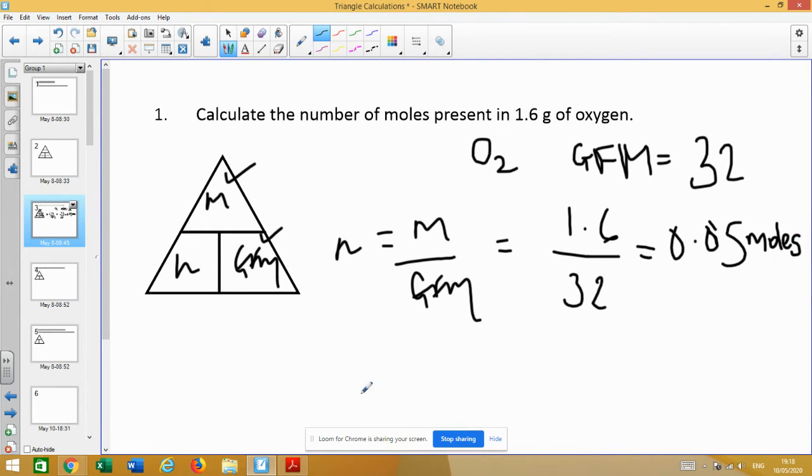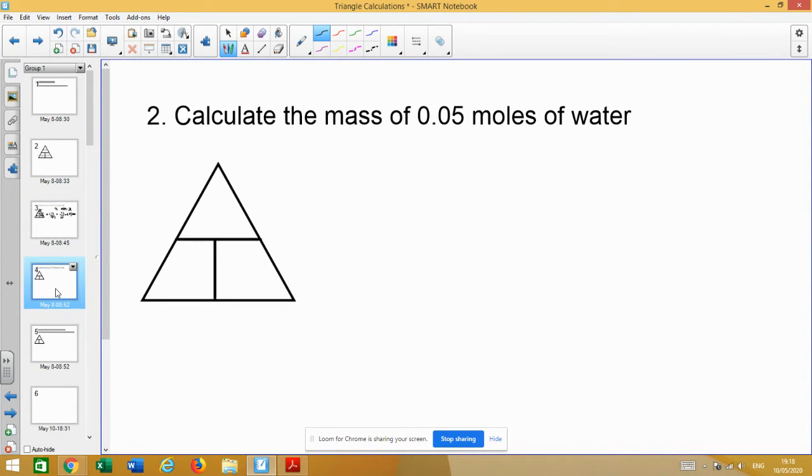So we can use this triangle to work out any of the things within the triangle. So next example would be calculate the mass of 0.05 moles of water. So again, we've got mass, moles, and GFM. And this time we know the mass. No, we don't know the mass. Sorry, we're trying to find the mass. We know the number of moles and we can work out the GFM.